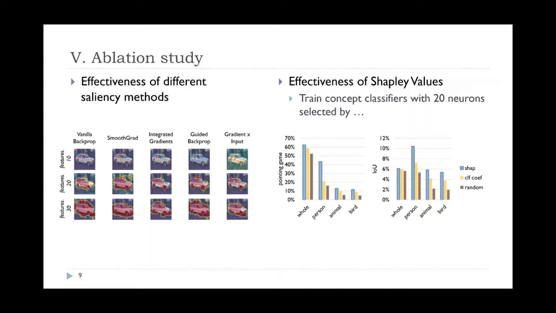For the ablation study, we first test the effectiveness of different silencing methods, and we find that different silencing methods can be integrated into Hint. Then, we test the effectiveness of Shapley values. We train concept classifiers with 20 neurons selected by Shapley values, classifier coefficients, and randomly selected. The graphs show that the performance of Shapley is considerably better than the other two.